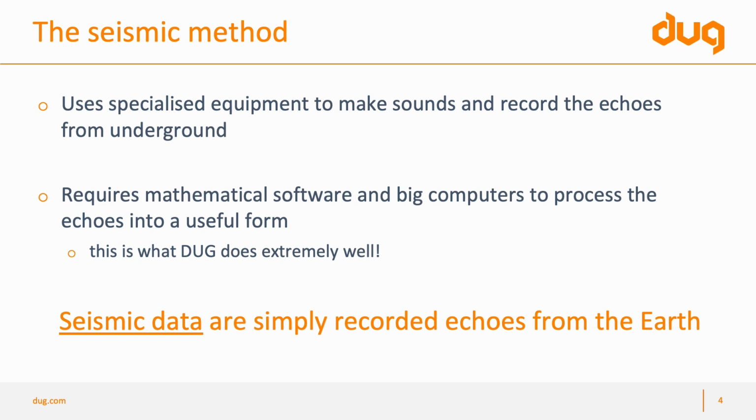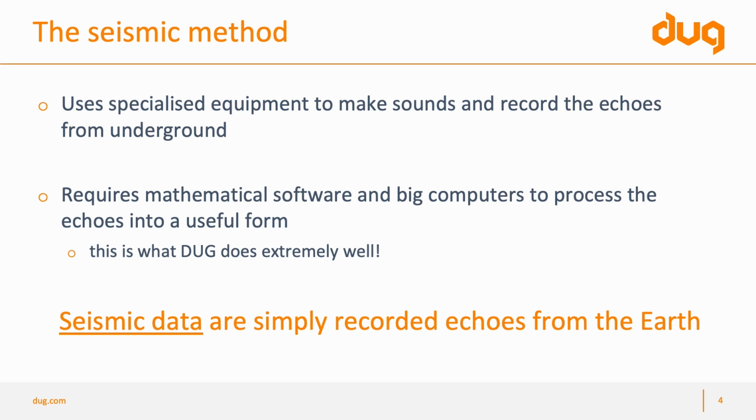So what is the seismic method? Put simply, the seismic method uses specialized equipment to make sounds on the surface of the Earth. These sounds travel down into the Earth, and the various echoes that return from the subsurface are recorded. In order to use these echoes, they must first be processed to form a numerical cube of Earth. This processing requires significant compute power and significant specialized mathematical software. It is this processing that DUG does extremely well, having spent the last 20 years building its seismic data processing business along with the associated technologies.